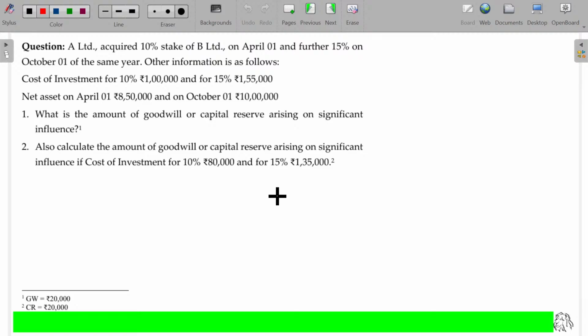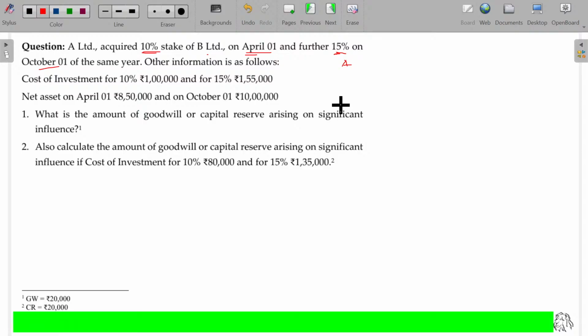Come on, try this. A Limited acquired a 10% stake of B Limited on 1st April. If they acquire only 10%, there is no holding status, no associate, only investment. Further 15% on October 1, and automatically by this time associate status emerges because 10 plus 15 is 25.